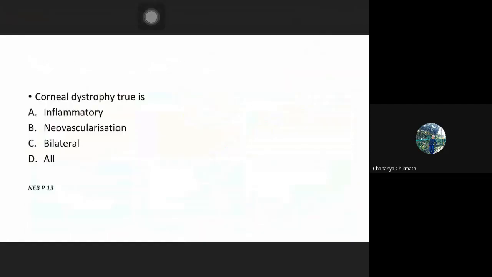So, some questions related to the corneal dystrophies. This was asked in 2013. Corneal dystrophy, what is true? It's an inflammatory neovascularization, a bilateral condition, or all of the above. What is the answer? Bilateral. Yeah, very good. It's bilateral.